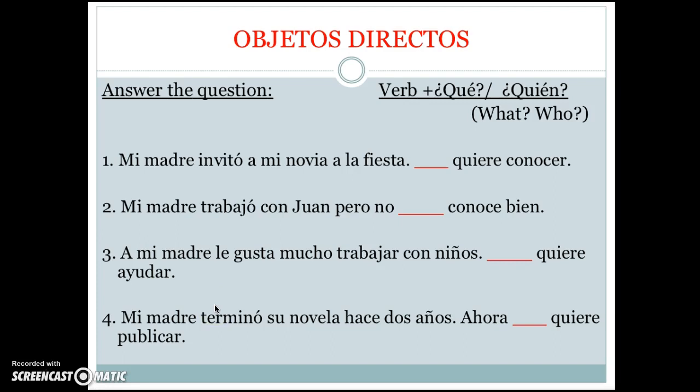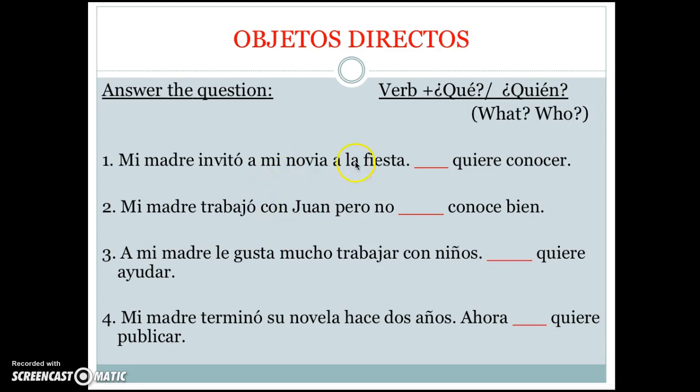First, let's start with objetos directos. In order to first identify where the direct object of the sentence is, you go to the verb in the sentence and you ask these questions. ¿Qué o quién? What or who? So in this example, mi madre invitó a mi novia a la fiesta. Here's our verb. My mother invited. Let's ask these questions. Invited what? Well, it's not a what. Invited who? Mi novia. Therefore, mi novia is the objeto directo.